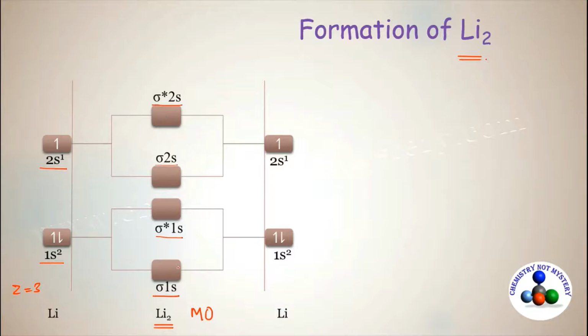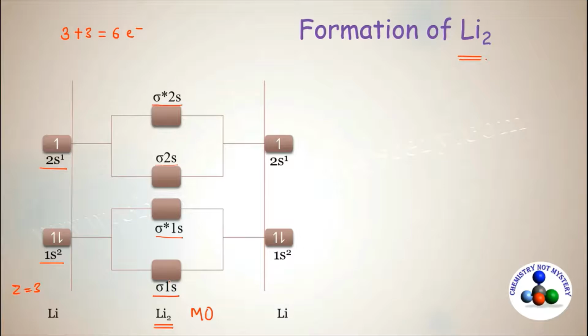Now fill the electrons in these molecular orbitals. First of all, you have to calculate the total number of electrons in the Li2 molecule. In one lithium, there are 3 electrons, so in 2 lithium, there will be 6 electrons. So you have to fill these 6 electrons in these molecular orbitals according to the Aufbau principle.